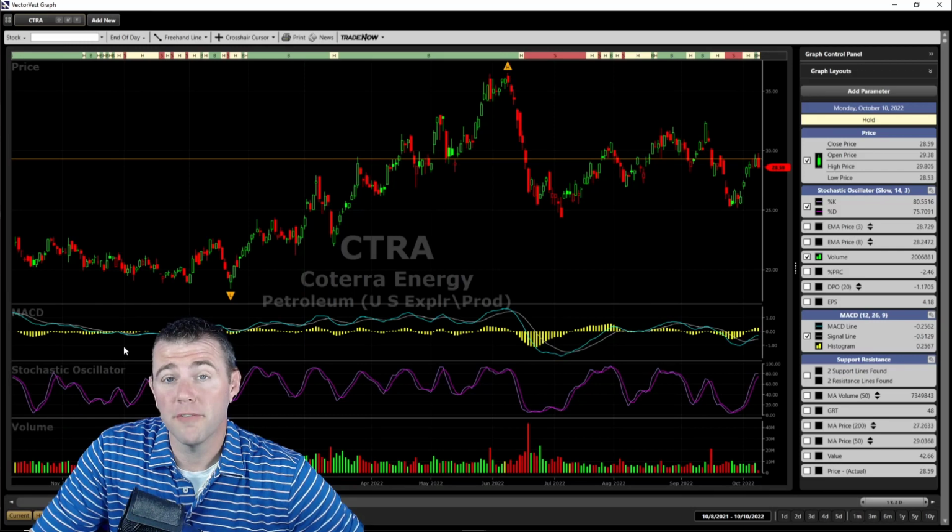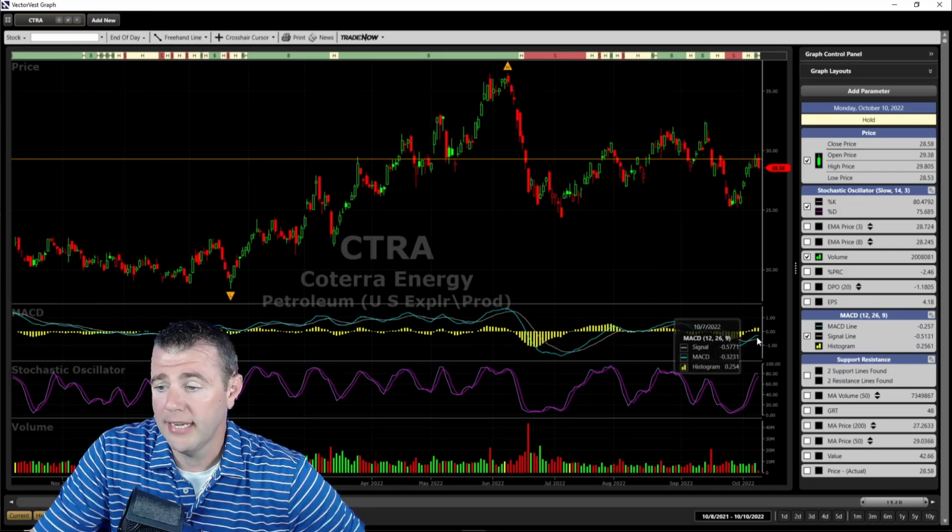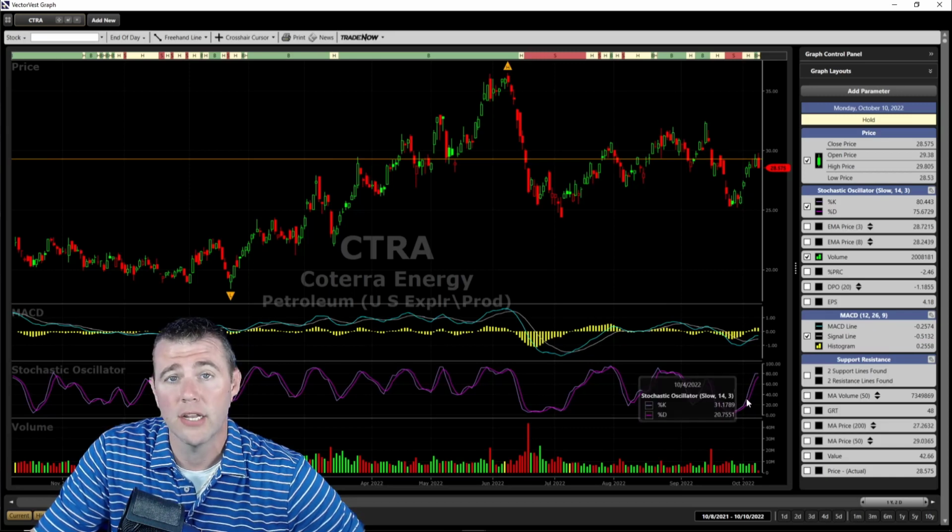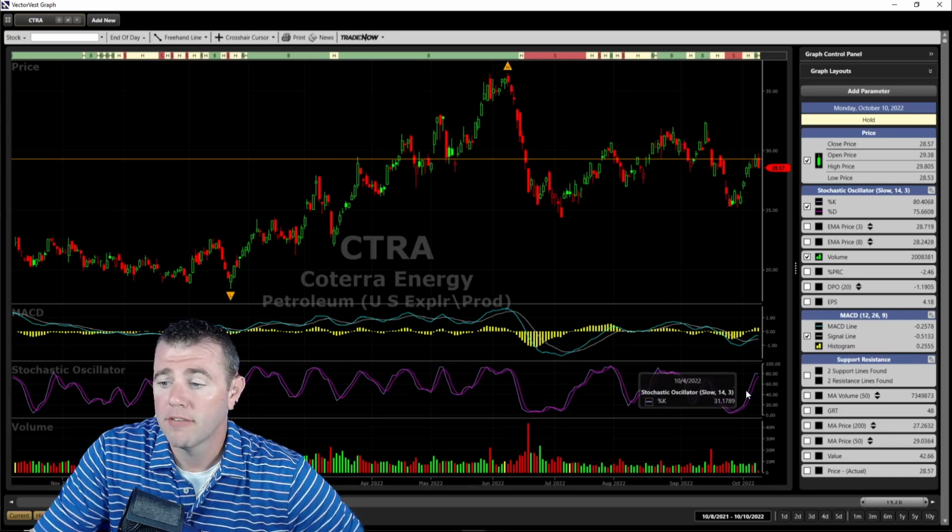And up pops our first stock, CTRA. If we look at it, we can see the MACD turned positive just a couple of days ago. Also, the stochastic oscillator came out of oversold territory, crossed back above that level of 20 in the last 5 days as well. So therefore, a new uptrend is starting.